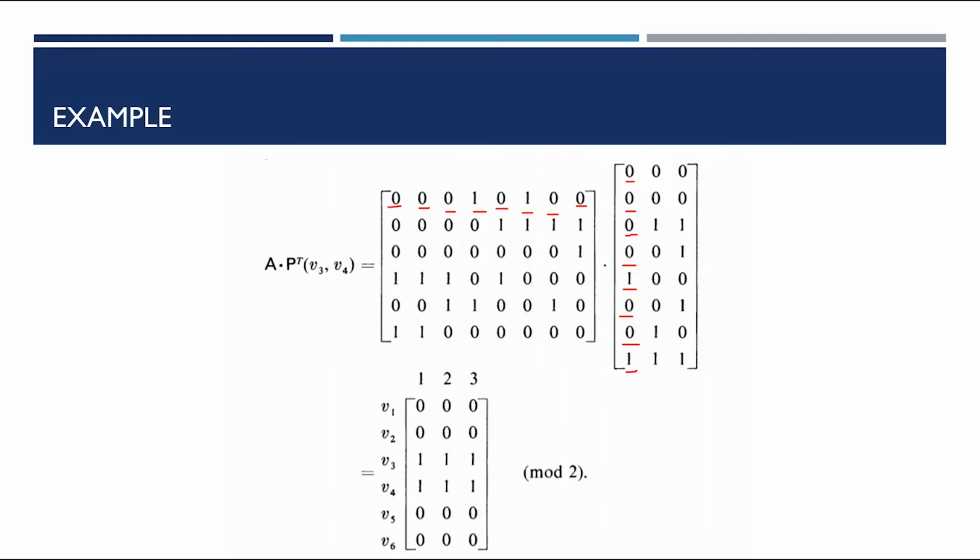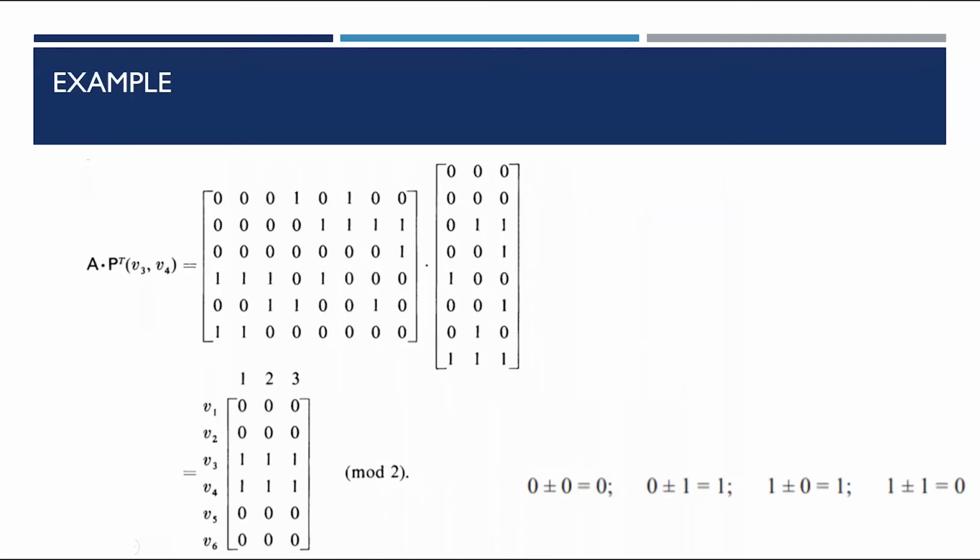But in mod 2 arithmetic, there's a slight difference that instead of adding, it is more like an XOR operation. That is, here it is given 0 plus 0 is 0, 0 plus 1 is 1, 1 plus 0 is 1, and 1 plus 1 we get 0. It is more like an XOR operation. So after multiplying each element, this mod 2 arithmetic is applied and added. So this is the result we get.